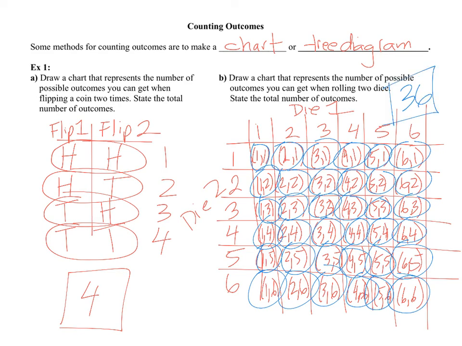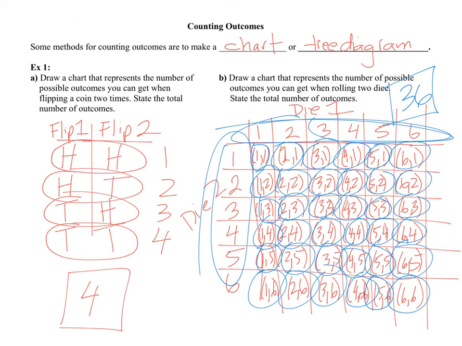Now, did we have to count them all like that? No. How many possibilities are there for die 1? There are 6. How many possibilities are there for die 2? There are 6. So what's 6 times 6? 36. There you have your answer. Alright, one more example.